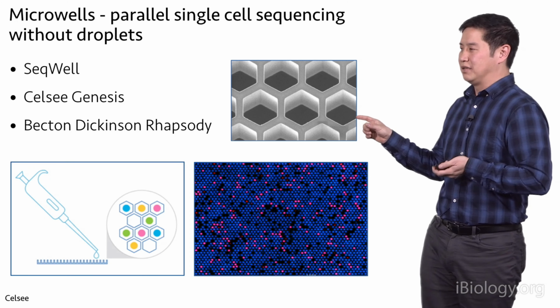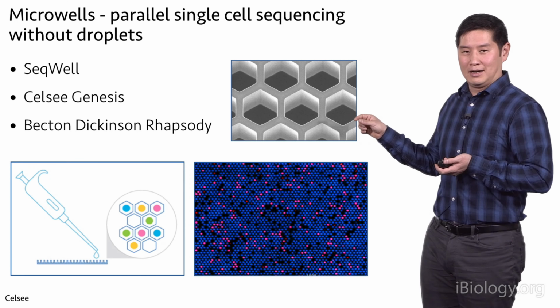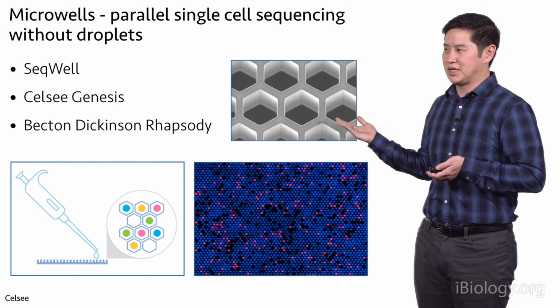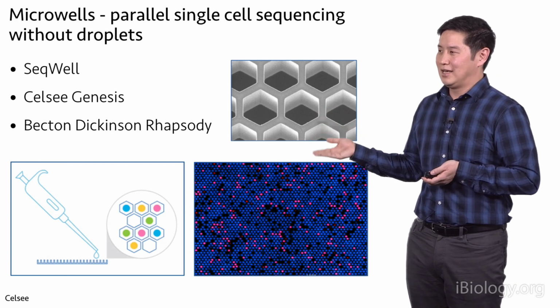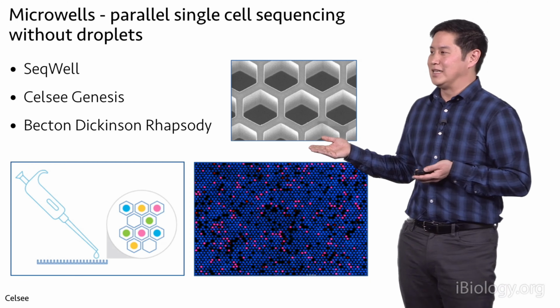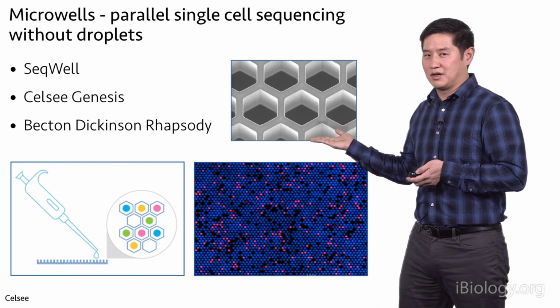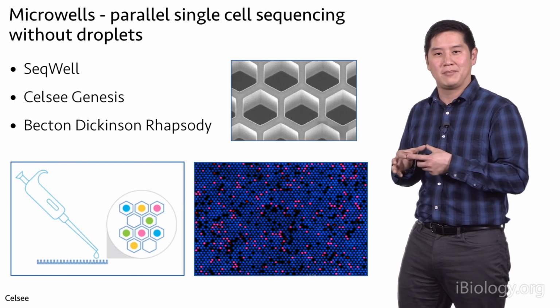So each of these wells may only be a few tens to a few hundred microns in diameter. And so there are a couple of open source and also commercial platforms that do this, such as SeqWell, CellC, and ones from BD. And essentially the way these work is that you have this microwell array, and there can be thousands, tens of thousands, or even hundreds of thousands of wells on a chip.